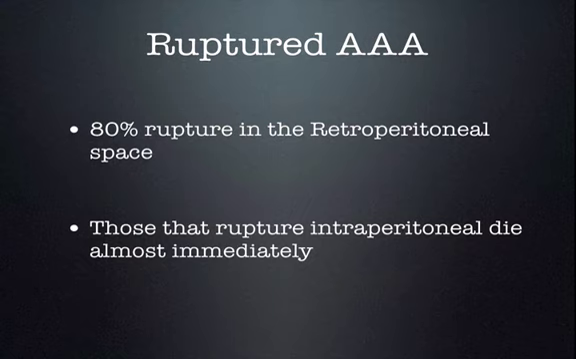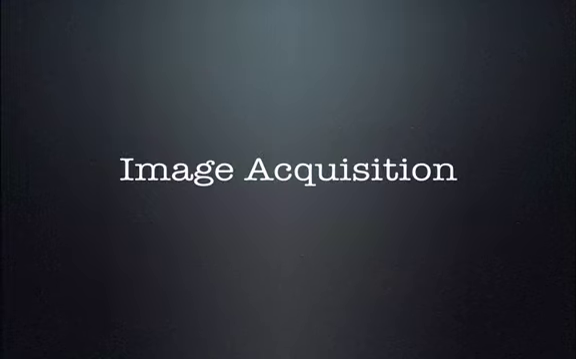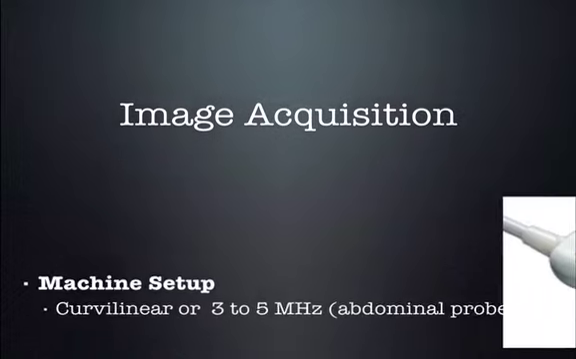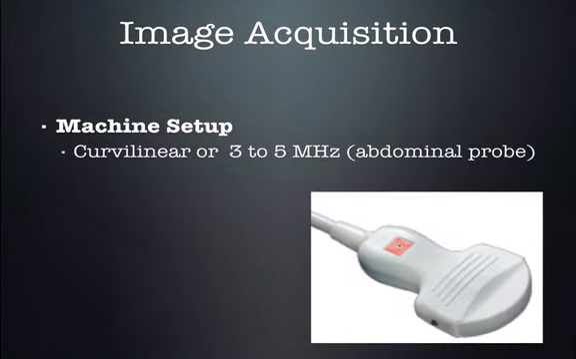So the take-home message here is that the FAST exam really has no role in the evaluation of abdominal aortic aneurysm. So let's start basic, and let's talk about how to actually get images of the aorta. Your probe selection most commonly is going to be the abdominal probe or curved linear probe. If you were in a pinch and you didn't have access to the abdominal probe, you could use the phased array probe to do this exam, but honestly, the abdominal probe is the ideal probe to get the best images.